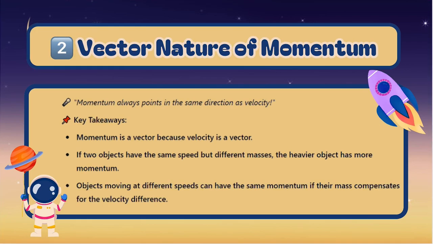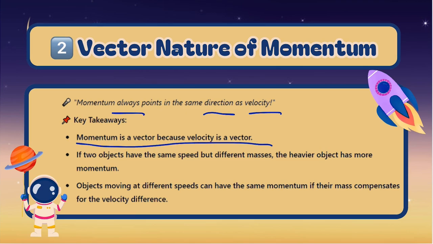Now, let's look at the vector nature of momentum. Momentum will always point in the same direction as the velocity, right? Momentum is a vector because velocity is a vector and mass is a scalar, and the product of a scalar and a vector always results in a vector, right?